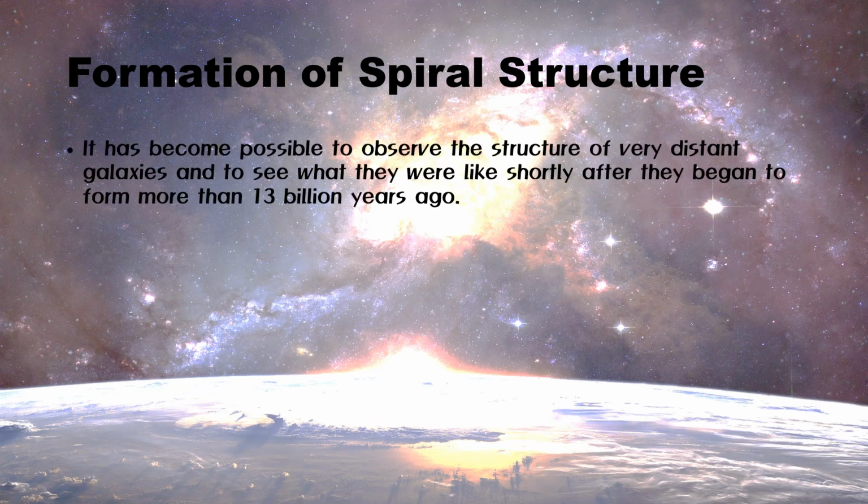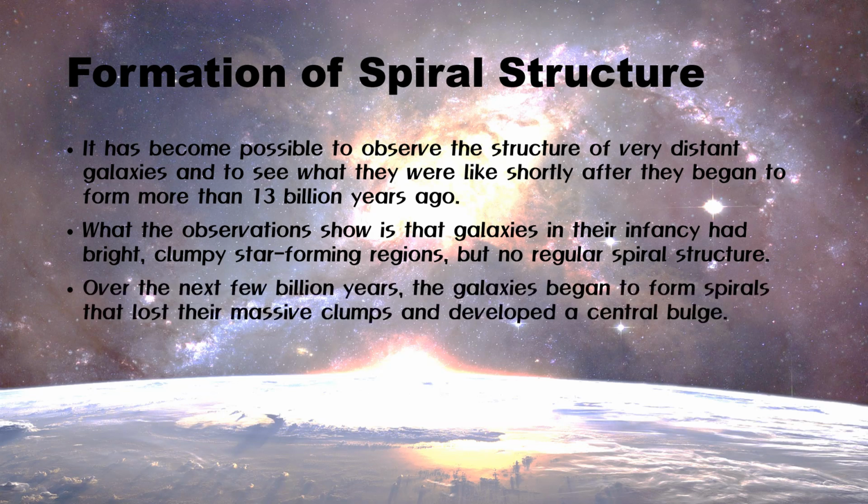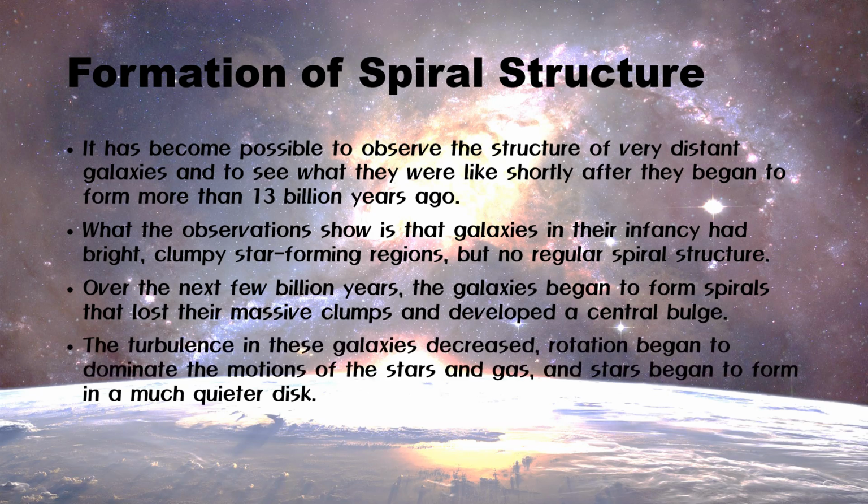Now, it has become possible for us to observe the structure of very distant galaxies and see what they were like shortly after they began to form more than 13 billion years ago. What these observations show us is that galaxies in infancy had bright, clumpy, star-forming regions, but there was no regular spiral structure. Over the next few billion years, the galaxies began to form spirals that lost their massive clumps, and they developed more of a central bulge. The turbulence in these galaxies decreased over time, and so rotation began to dominate the motions of the stars and gas, and stars began to form into a much quieter disk.